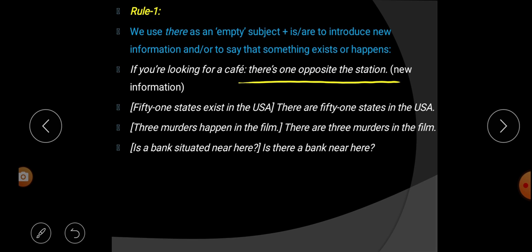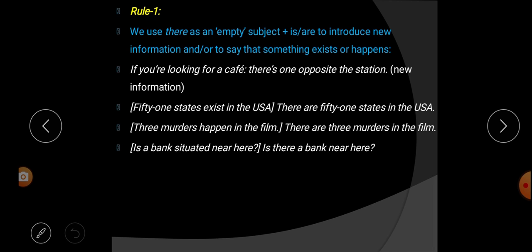Look at it, okay, it begins with there. There plus is. Look at the rule: there, the empty subject, plus is or are. So that's why, look at the example here. What is mentioned? There is one opposite the station. So there plus is. Then what happened? It introduces new information. The question is that if you are looking for a cafe, there is one opposite the station. It is new information. So in that case, we will use there.